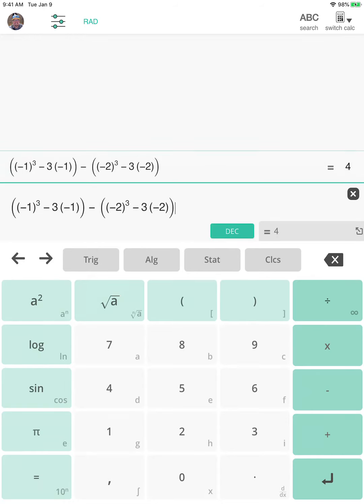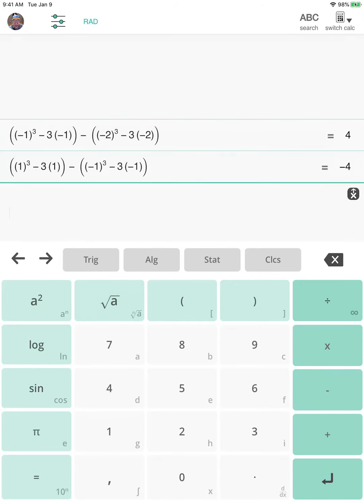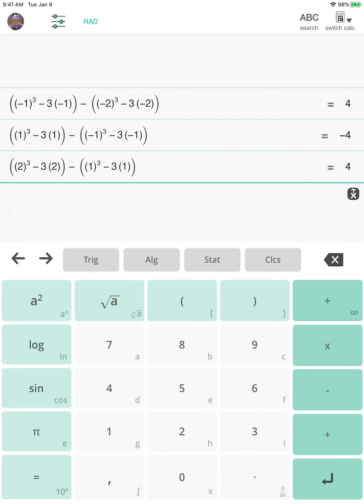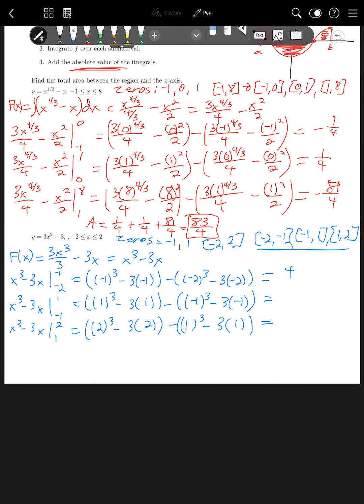And then we can take the same thing and just plug in our next set of values. So the next region was 1 and -1. So for that one, we get -4. And then for the last one, we get 4. Okay, so 4, -4, 4, and then you can add the absolute values together to get the total area. So 4 plus 4 plus 4 is 12.